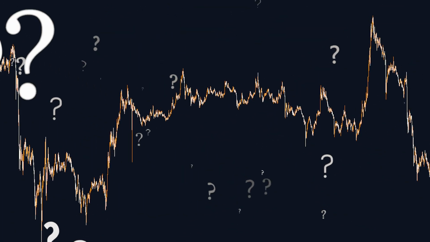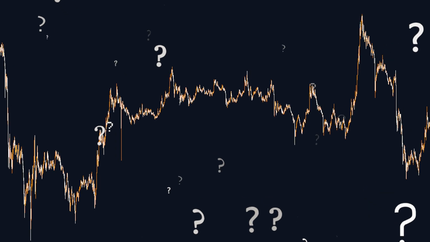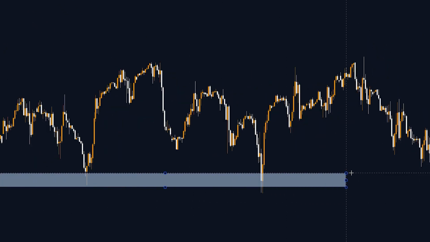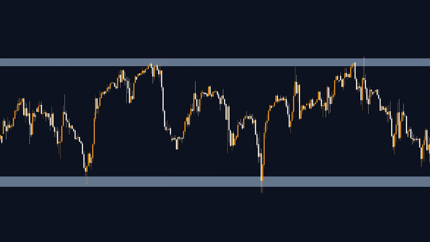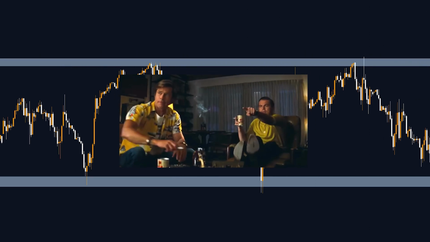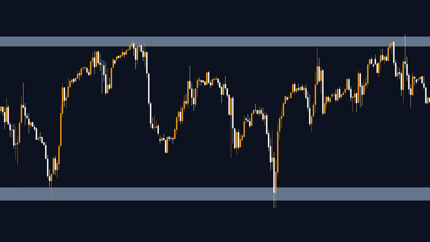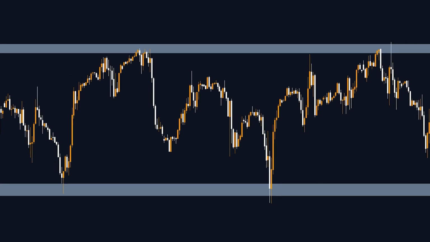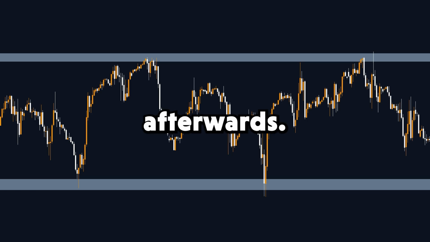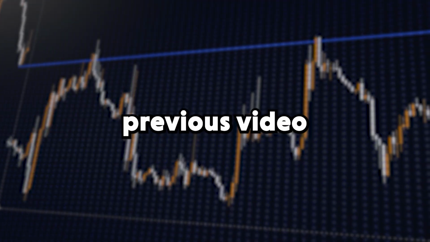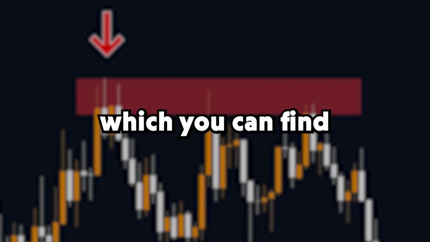Sometimes it can be hard to find where these trading traps could happen in the market. What I found to be useful for this problem is to mark out supply and demand levels where the price seems to bounce off multiple times. These areas are where the liquidity sweeps happen, making it more likely for the trend to consolidate with a very strong reversal afterwards. I go more in depth in my previous video about supply and demand, which you can find in the description of this video.